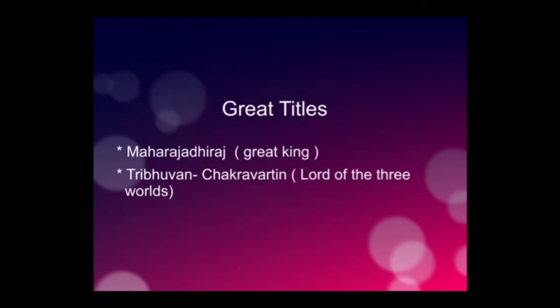Now, our next topic is the titles which were assumed by the great kings. In the early medieval times, the kings were powerful but not all powerful, as they shared their powers with their samantas as well as peasant groups, trade guilds, and brahmanas. The kings wielded power and authority in all matters, civil, military, and political, with their help. At this time, many of the kings even adopted great titles, like Maharajadhiraja and Tribhuvan Chakravarti, and these titles have a great meaning. Maharajadhiraja means a great king, and Tribhuvan Chakravarti means Lord of the Three Worlds.